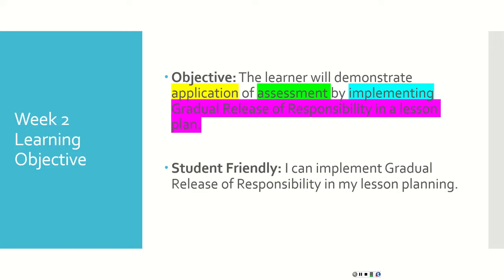So our learning objective for week 2 is the learner will demonstrate application of assessment by implementing gradual release of responsibility in a lesson plan. So basically you will be implementing gradual release of responsibility in your lesson planning. And we talked a little bit about gradual release of responsibility last week, but we'll go into more detail this week.